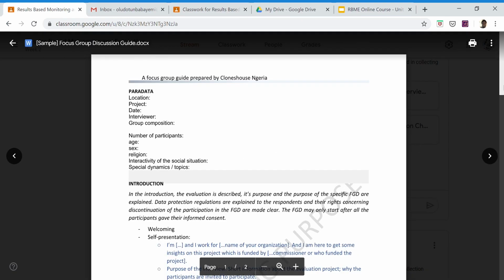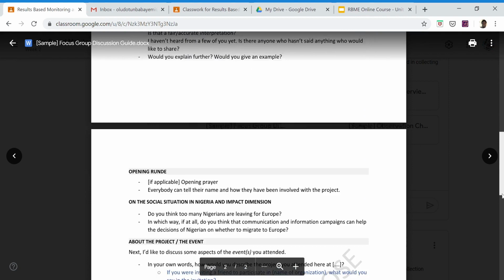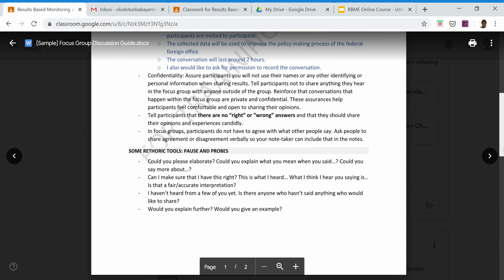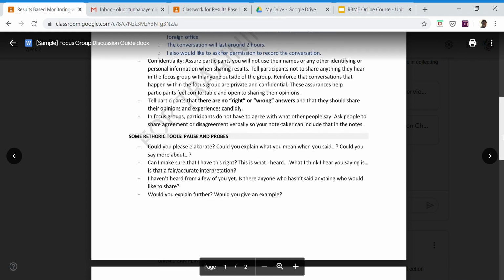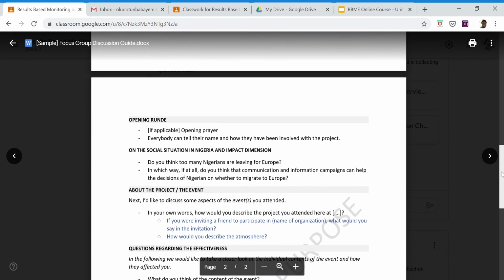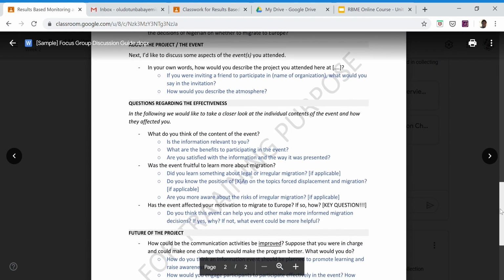You might take a look at it. It is also a sample on what things you need to look out for, especially being able to elicit more information from people and put in probing questions like, can you give an example? Can you explain further? If I get you right, this is what you're saying, is this correct? Because people easily just give you surface information, not necessarily deep, so you want to probe further during such conversations.